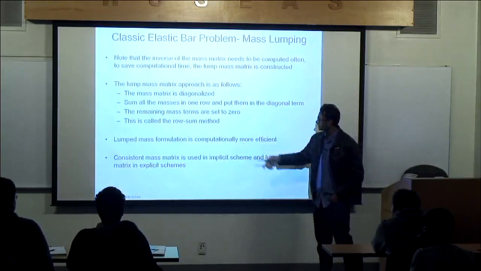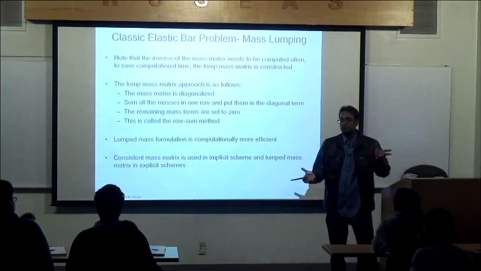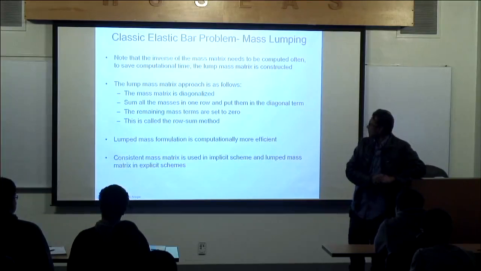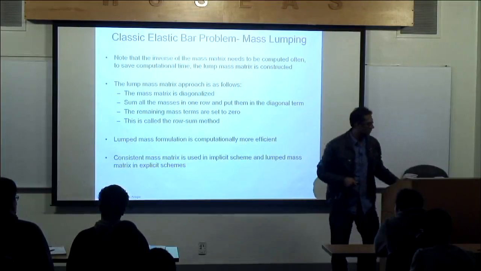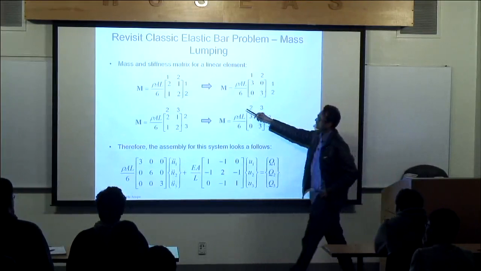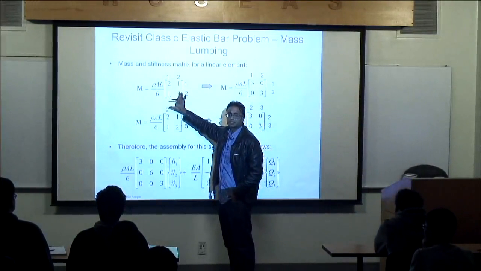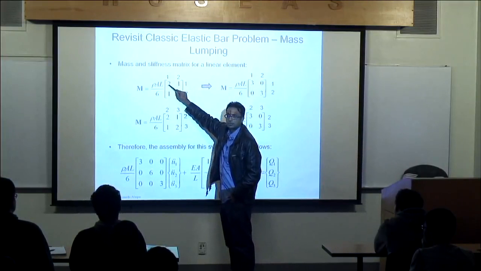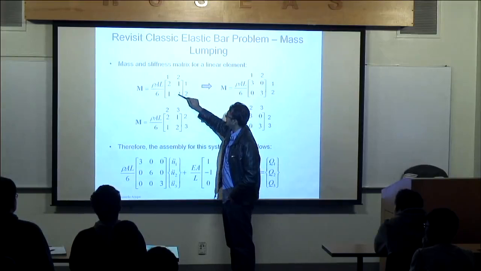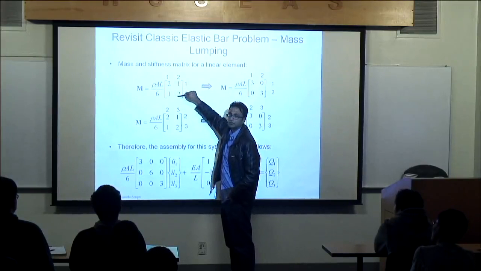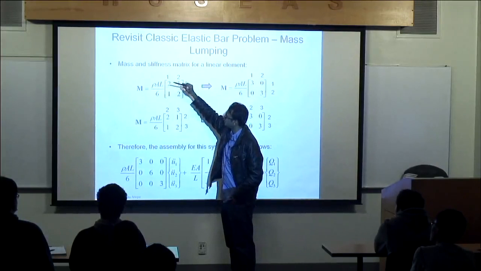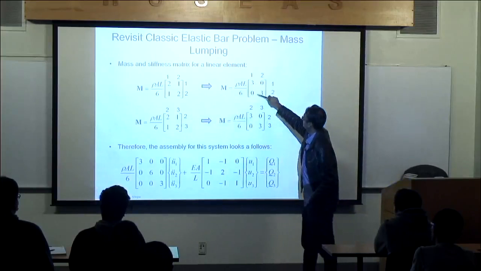This is called the row sum method, like I said. Lump mass formulation is computationally more efficient because when I invert the mass matrix, it's diagonal to begin with. So I can invert that very easily. Let me show you how that works. Remember this is the consistent mass matrix, as I'm going to call it from now on. The way that works is I add 2 plus 1 is 3. So I put 3 in here and 0 there. 1 plus 2 is 3. I put 3 here and 0 there. So I'm making it diagonal, adding all the row values, putting them into the diagonal term, and the rest 0. So that's what I get: 3, 0, 0, 3.